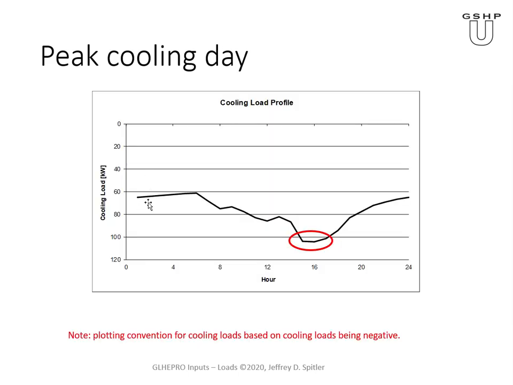Okay, again, the peak cooling day. This plot is based on the convention used by EnergyPlus, which is that cooling loads are represented as negative loads. You can put the loads in the tool either positive or negative. You have to keep the same convention the whole time, but it can figure out which one you're using, and it will always plot it as if they're negative. So the maximum cooling load, the highest negative load, occurs here in the late afternoon.